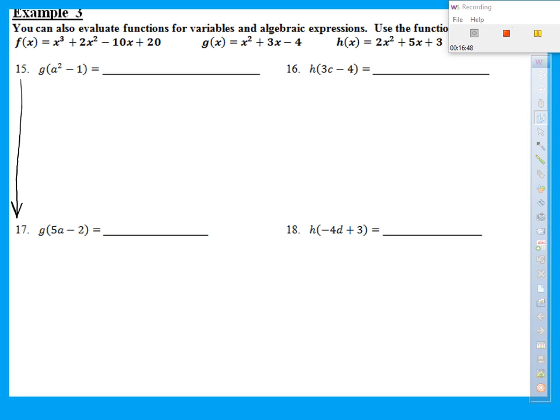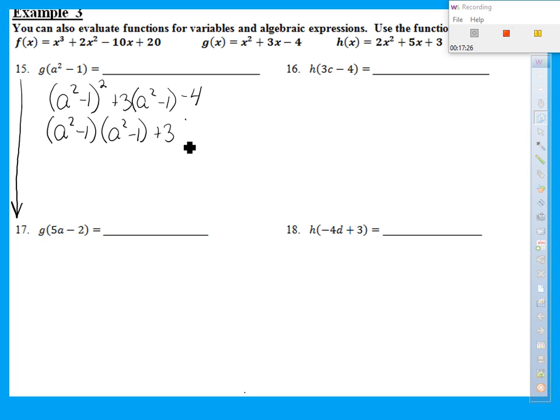Now, since there's a quantity squared, instead of writing it like this, quantity a squared minus 1 squared plus 3 times a squared minus 1 minus 4, we're going to write it like this when we see it. a squared minus 1 times a squared minus 1 plus 3 times a squared minus 1 minus 4. So guys, next time I see a quantity squared, I'm going to skip this step right here, and we're going to write it out twice.